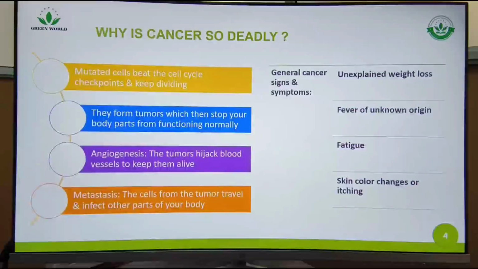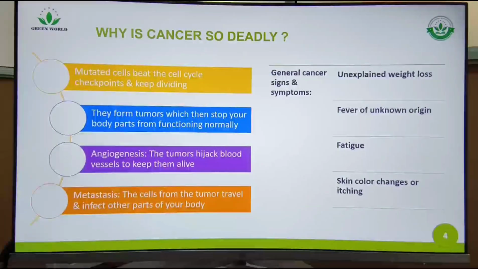Now, why is cancer so deadly? Number one is because mutated cells beat the cell cycle checkpoints and keep dividing. That is the meaning of abnormal cell division. Then they form tumors, which stop your body parts from functioning, and that makes the body system operate in an abnormal way.